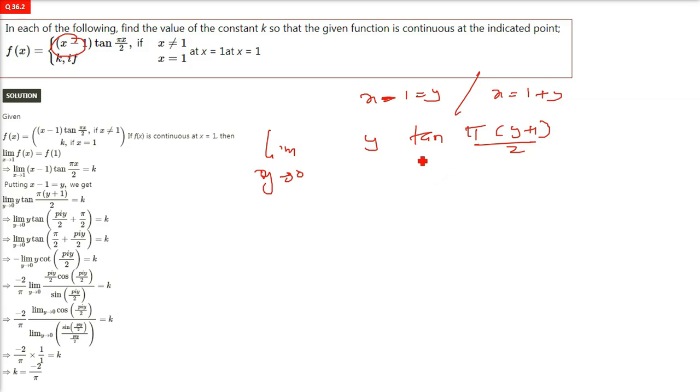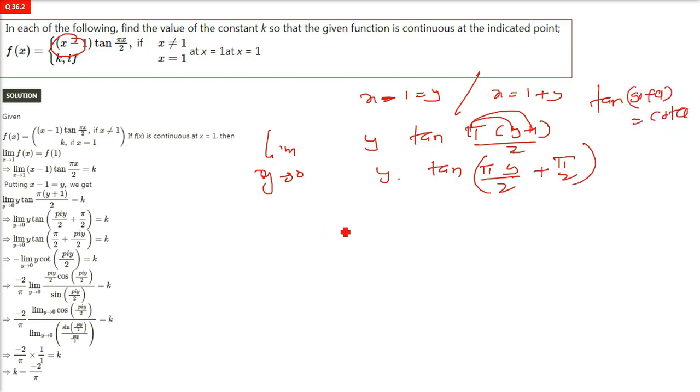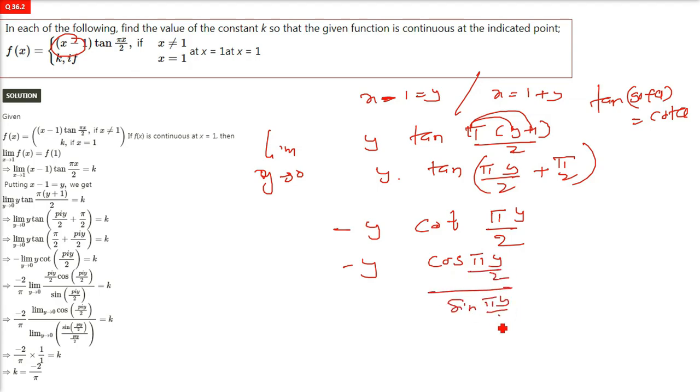Now you see here, we will use this pi by 2. So I am writing this tan as tan of (pi y by 2 plus pi by 2). So it is tan of (pi by 2 plus theta). And what is tan (90 plus theta)? Tan (90 plus theta) is going to be minus cot theta. So you have minus cot (pi y by 2). Okay, you have a negative, because tan (90 plus theta) is minus cot theta. Cot is what? Cos by sine. So cos (pi y by 2) and sine (pi y by 2).